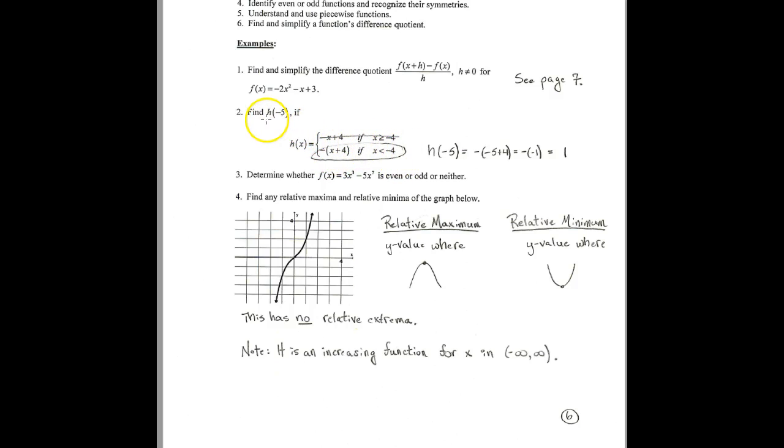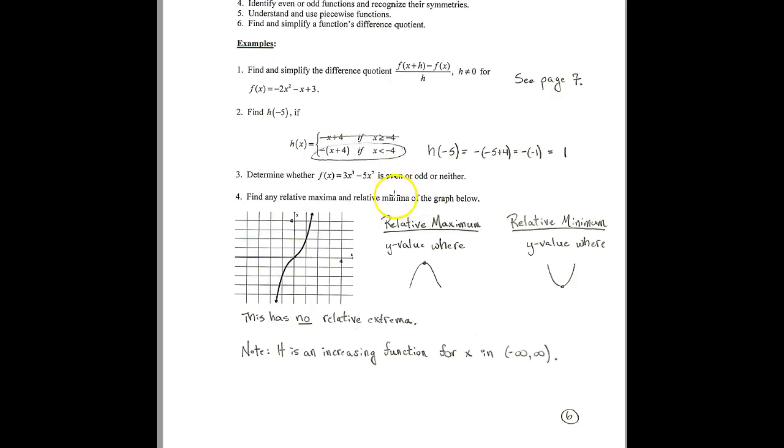So we want to evaluate h of minus 5. That means when x is minus 5, I look over here. This is the situation when x is less than minus 4, which includes x equals minus 5. So when I plug in minus 5 for x in this piece of it, that's the evaluation of h of minus 5. So that'd be minus the quantity, minus 5 plus 4, or minus a minus 1, which is 1.